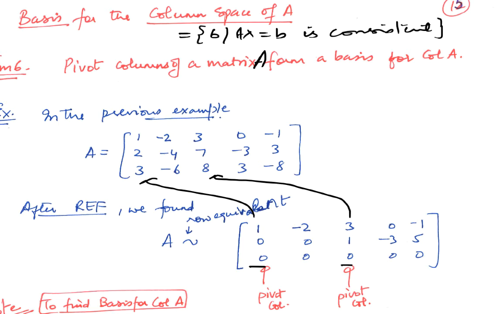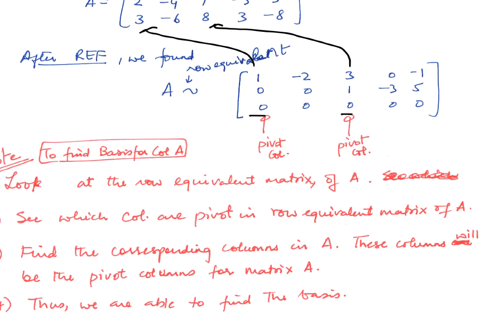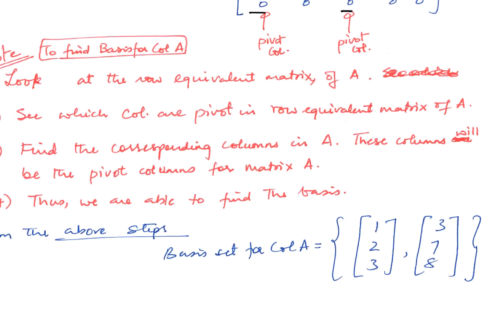Okay, let me repeat everything, and I've written it down for you. This is how you do it. You look at the row equivalent matrix of A. Now look at which of the columns are pivot columns in the equivalent matrix of A. Then look at the corresponding columns in the original matrix of A. Those will become the pivot columns for the matrix A. And those pivot columns are basically becoming the basis set for the column space of A.